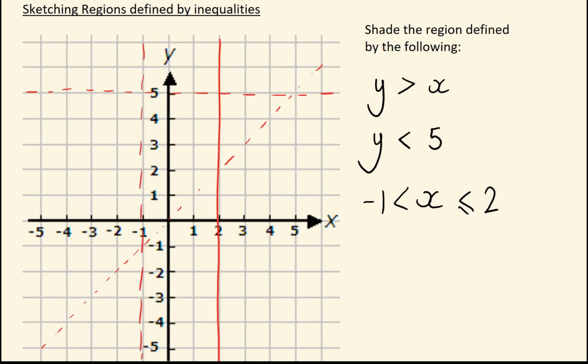Now let's throw in the inequalities. I want to be above this line. I want to be in between these two lines. And I want to be below this line. So same as before. We've got a nice little shape shaded in the middle.